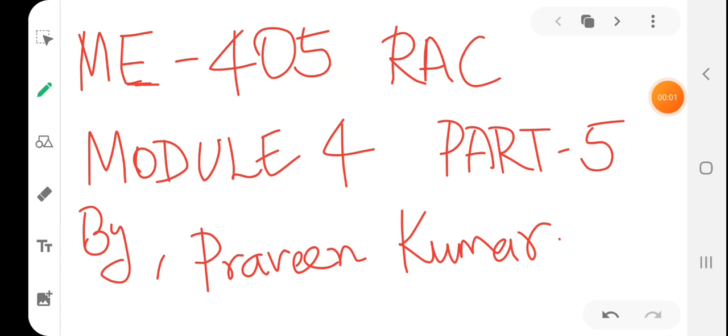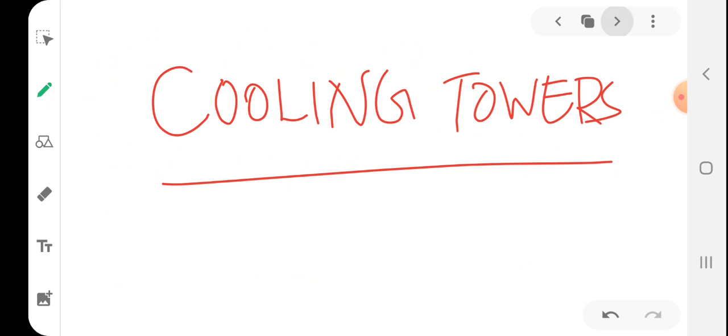Hello students, welcome to the fifth session of our fourth module in RAC. Today we will be studying about cooling towers. So you will be wondering what actually is a cooling tower. You have never heard of that word, at least in my class. Some of you might have heard it somewhere else, but not in my class because I have never mentioned this. Actually, what is a cooling tower?